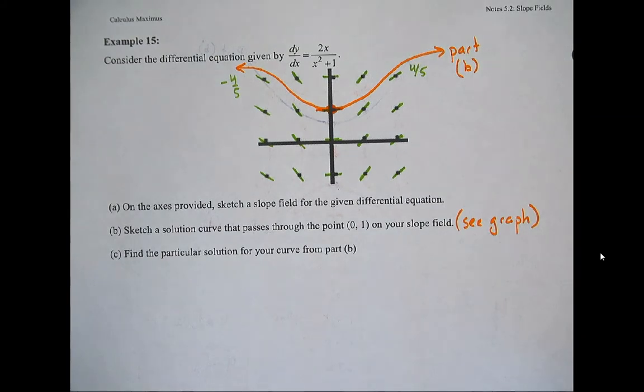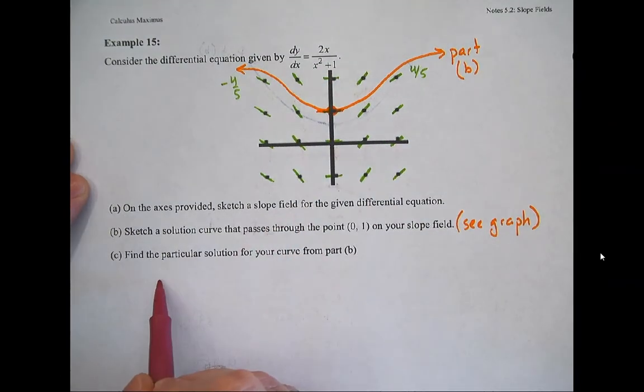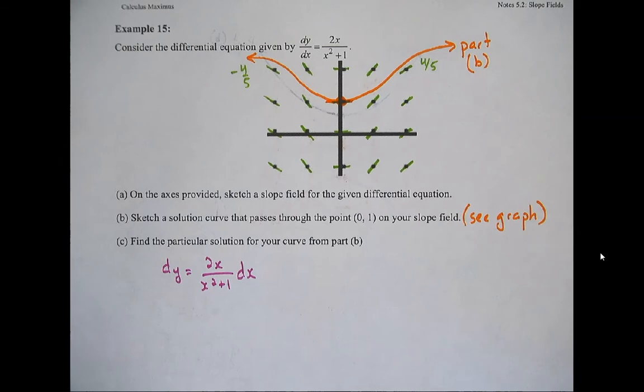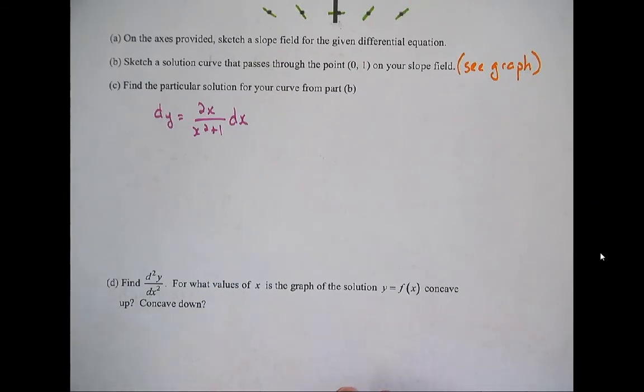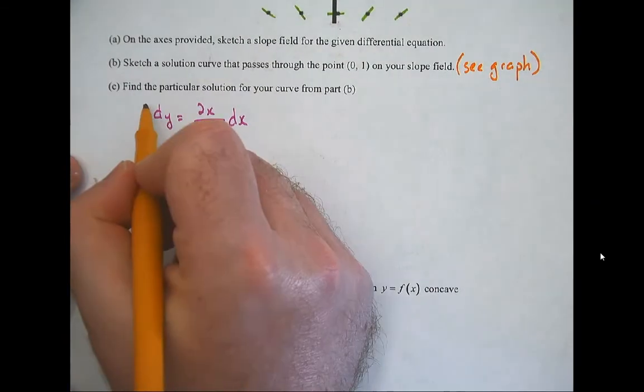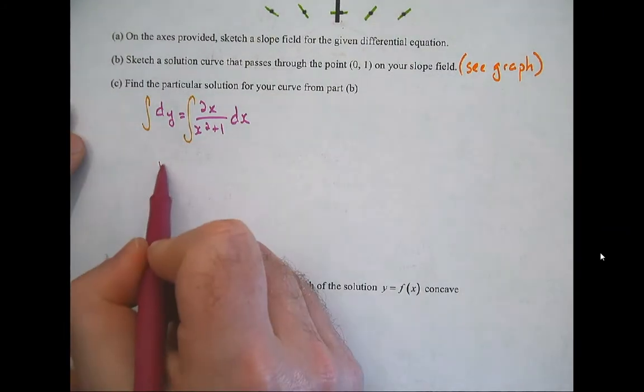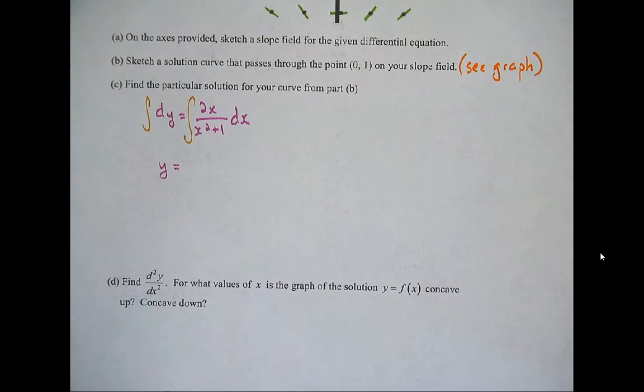Find the particular solution. That one's real nice because it's easy to separate our variables here. We don't even have any y's, so we don't even have to bump anything over. So dy is going to equal 2x over x squared plus 1 dx. Now I'm going to integrate both sides. I'm going to encourage you to pause here. You should know how to integrate. I'll do the left side, y equals. You should integrate the right side. Think about how you can integrate that.